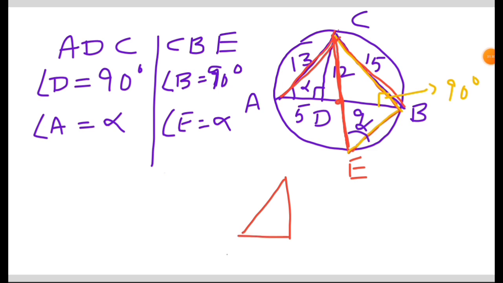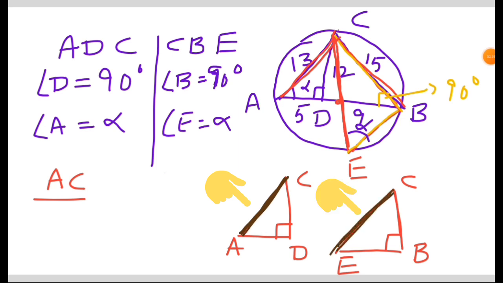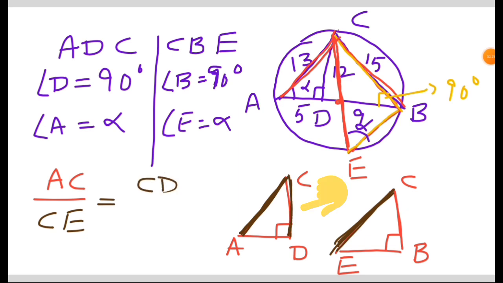Let's take their corresponding sides. This is A, D, C. We are taking B, this is E, this is C. This is 90 degrees and this is 90 degrees. So let's take the corresponding sides. AC over CE, these are the corresponding sides, is equal to CD over CB.